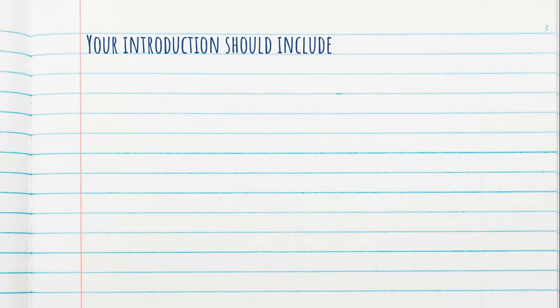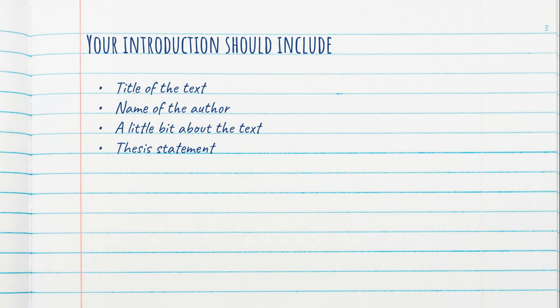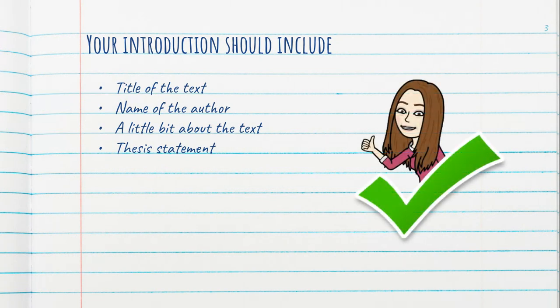When you write a literary analysis, you need to include the following in your introduction: the title of the text, the name of the author, a little bit about the text, and a thesis statement. Including each of these elements in your introduction will ensure that your literary analysis is off to a good start.